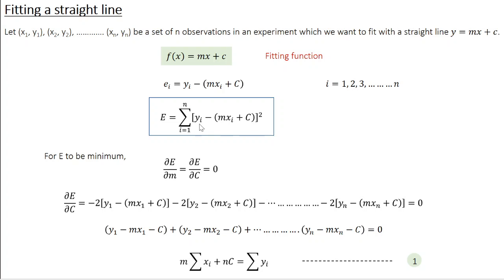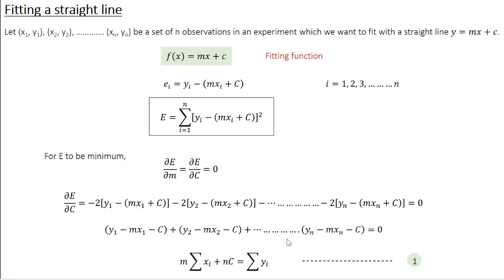Similarly, for the second term, (y2 - mx2 - c) whole square, the derivative is going to be minus 2(y2 - mx2 - c), all the way to minus 2(yn - mxn - c) equal to 0. Minus 2 is common, take it to the right hand side, it gets cancelled. Now you can expand the terms inside the bracket. So the first term is y1 - mx1 - c, plus the second term y2 - mx2 - c, all the way to yn - mxn - c equal to 0.